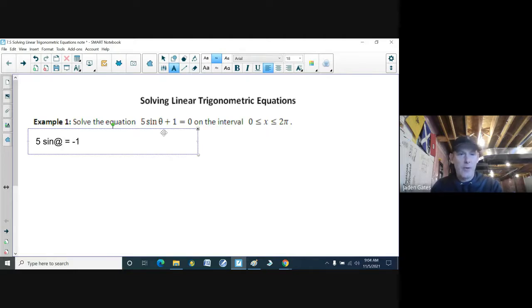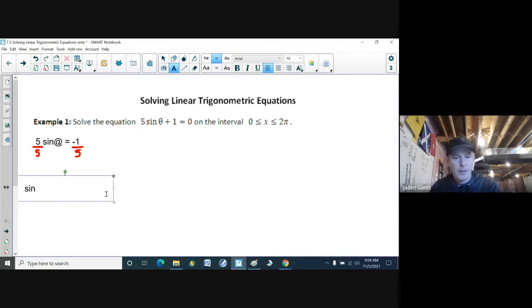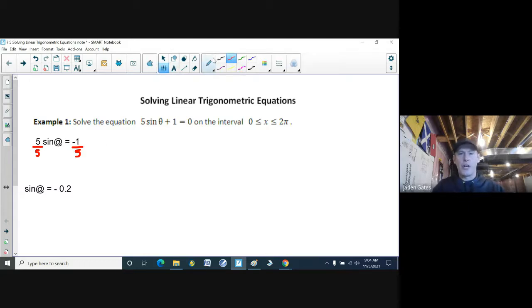Equals, I'm going to move that 1 to the other side as -1. All right, so then I'm going to divide both sides by 5 to get sine theta by itself. All right, and so what I end up with here is sine theta is equal to, let me see, I take -1 divided by 5, I get negative 0.2.